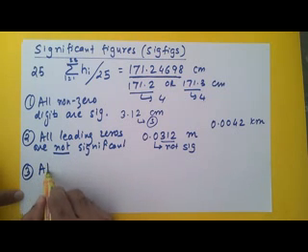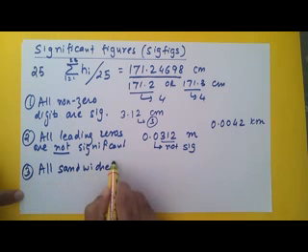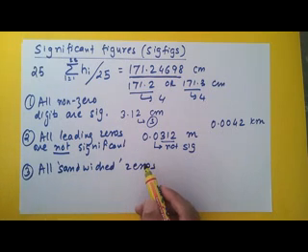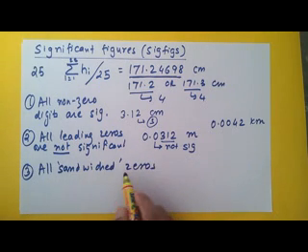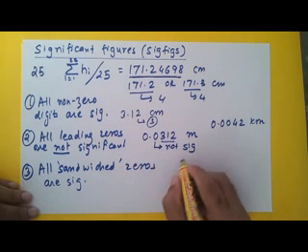Third rule of thumb that we follow is all sandwiched zeros. Although there is no word like sandwiched maybe in English, we're going to call them sandwich zeros. All sandwich zeros are significant.